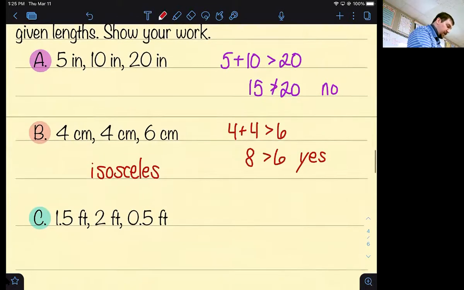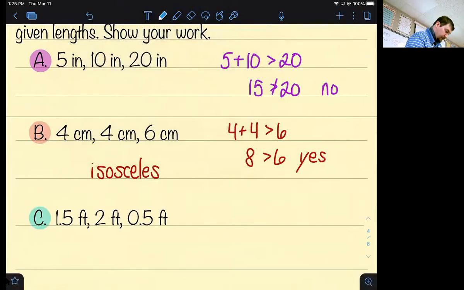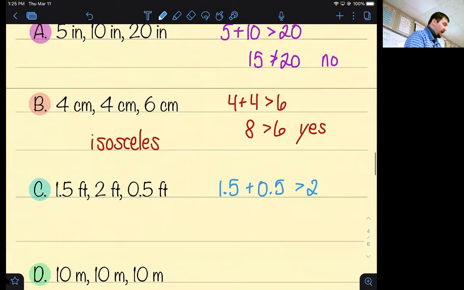Caitlin, example C, go ahead. And what are my two smaller sides? Oh, good. I was hoping I wouldn't trick somebody on this. Maybe I did. 1.5 plus 0.5. They didn't put them in order from least to greatest, and they don't have to. That has to be greater than 2. So Caitlin, what is 1.5 plus 0.5? 2. Is 2 greater than 2, Caitlin? Yep. So this is just going to make a really thick line. It's not really a triangle.